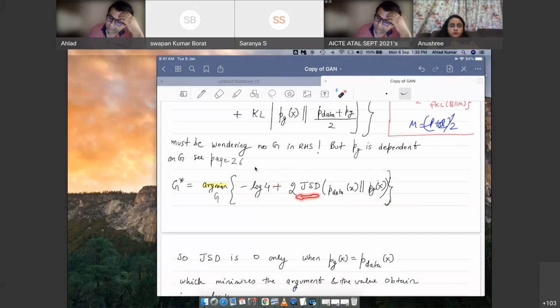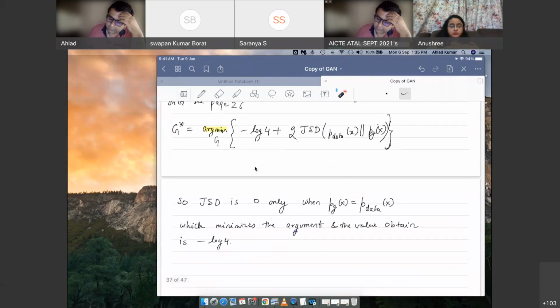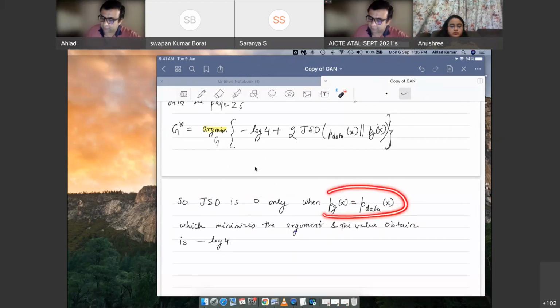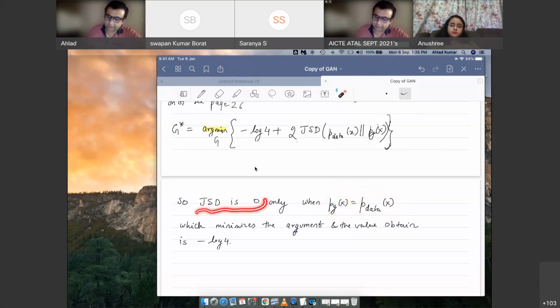So if you want to make this term go to 0, which happens when you operate argmin on this, so this argmin on G will force actually JS divergence to become 0. And when JS divergence becomes 0, it becomes 0 only when PG of x is equal to P data of x. This is our objective, the prime objective. That is, we wanted our generator, the generated samples, to be close to the actual samples. So that happens when your JSD is becoming equal to 0. That is the main thing.